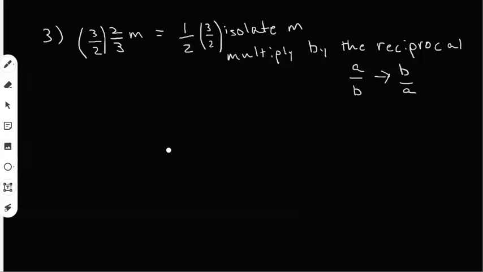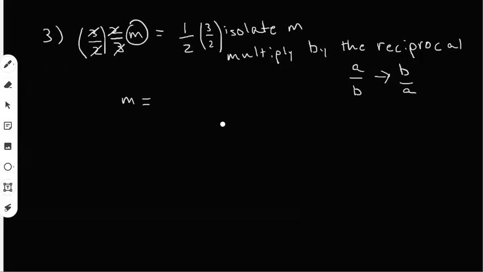Now, why did we multiply by the reciprocal? It's because these 2s are going to cross cancel, and the 3s are also going to cross cancel. So the 3s get canceled out, and I'm left with just an m on the left side. So now we've isolated our variable by multiplying by the reciprocal.